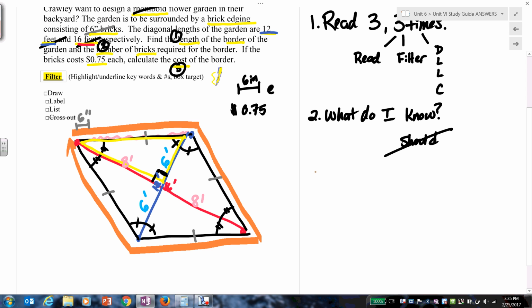Simply ask yourself, what can I do with a right triangle? There's 5 of them. 1, 2, 3, 4, 5. That is in your reference booklet. Get out your reference booklet and figure that out.